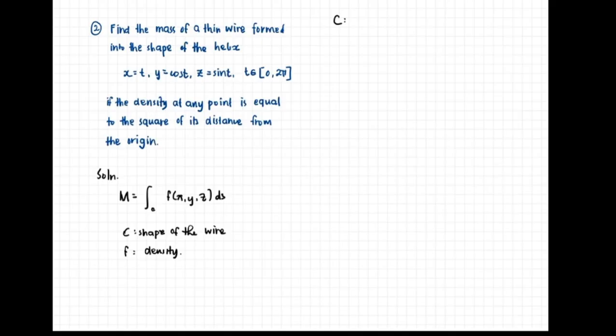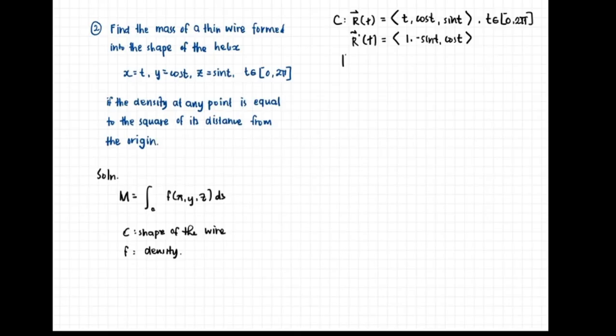so c is given by r of t equal now to the vector with x component t, y component cosine t, and z component sine t. And t here is from 0 until 2 pi, for which case r prime of t is now the vector with components 1, negative sine t, and cosine t.